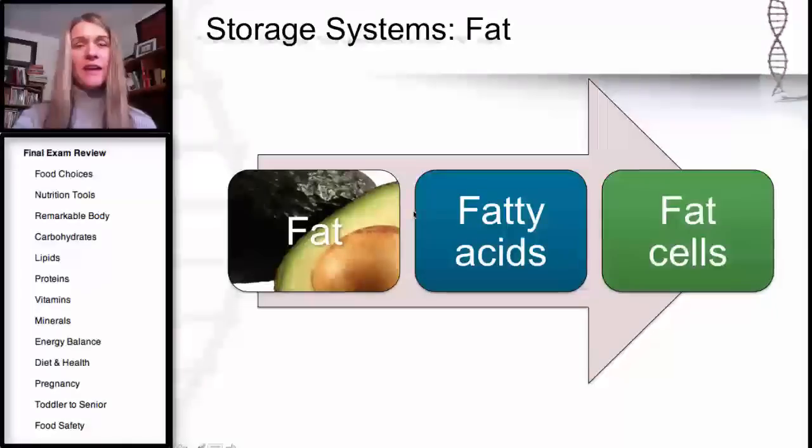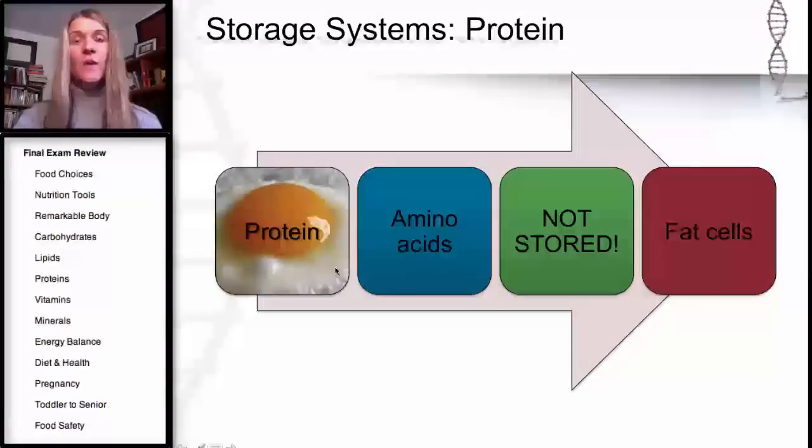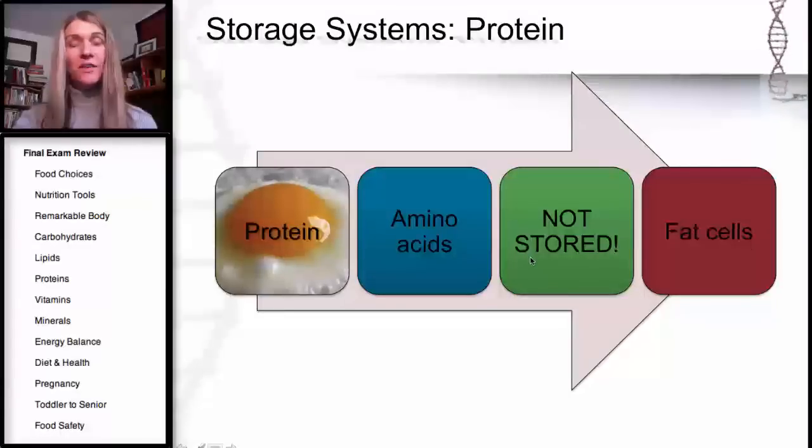Fat, if we take that in, is broken down into a fatty acid and then gets stored in the fat cells, also called adipose cells. Protein is broken down into amino acids, but it's not really stored, although there is an amino acid pool. For the most part, it is either utilized for its many functions that we need protein for, or it gets converted and stored as fat. So this is going to finish up the first section of the final exam review.